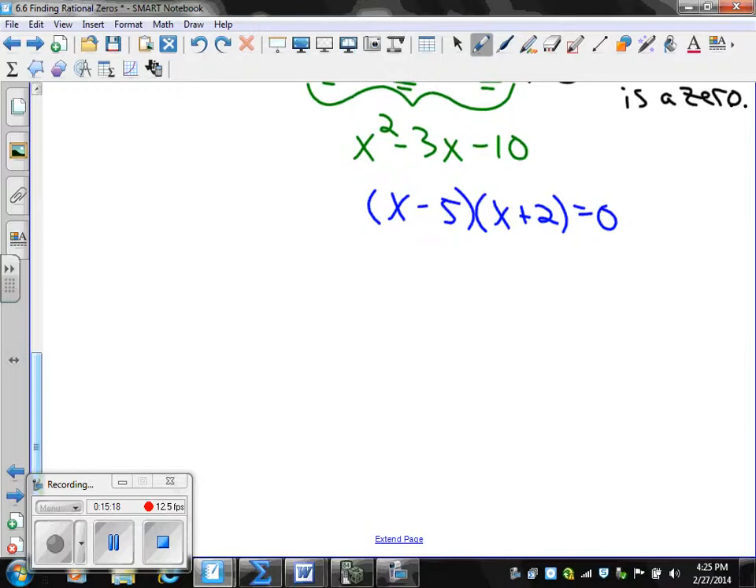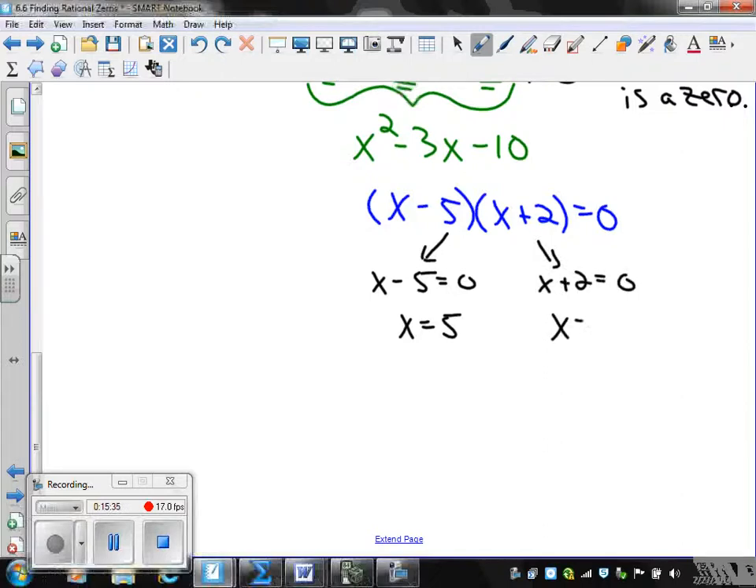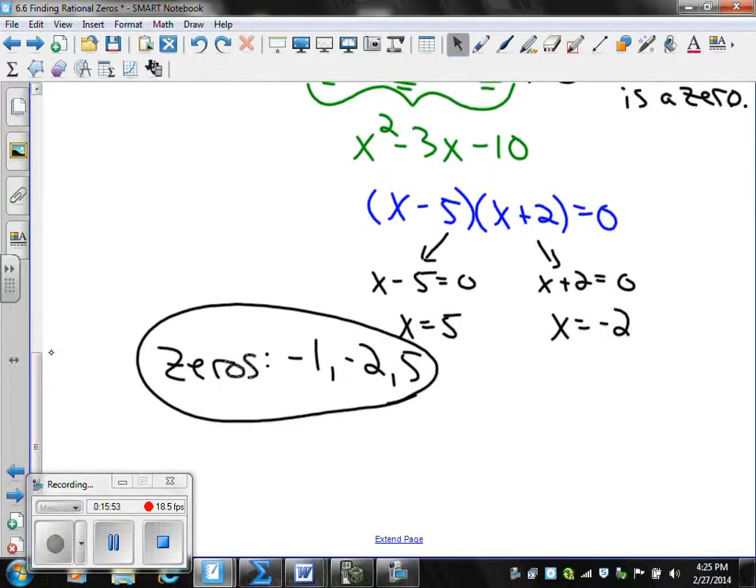Again, I'm going to set that equal to 0, and then I'm going to break these up, right? X minus 5 equals 0, or x equals 5. And x plus 2 equals 0, or x equals negative 2. So my zeros then, just to bring this all together, we said negative 1 was the first one we found, negative 2 and positive 5. Those are all the actual rational zeros. And then again, they come from our list of possible rational zeros.